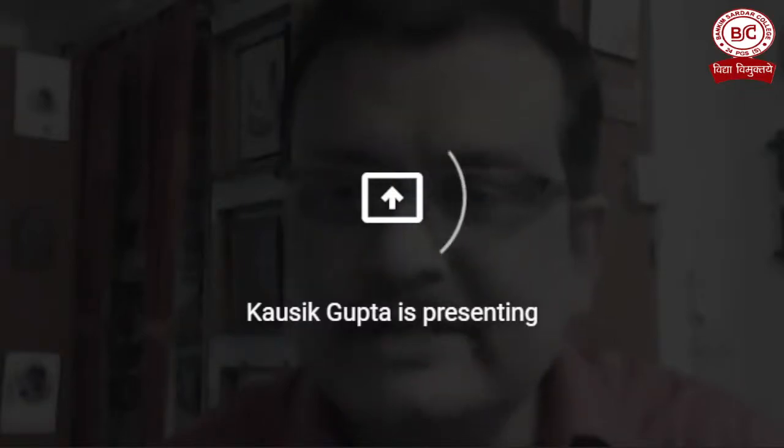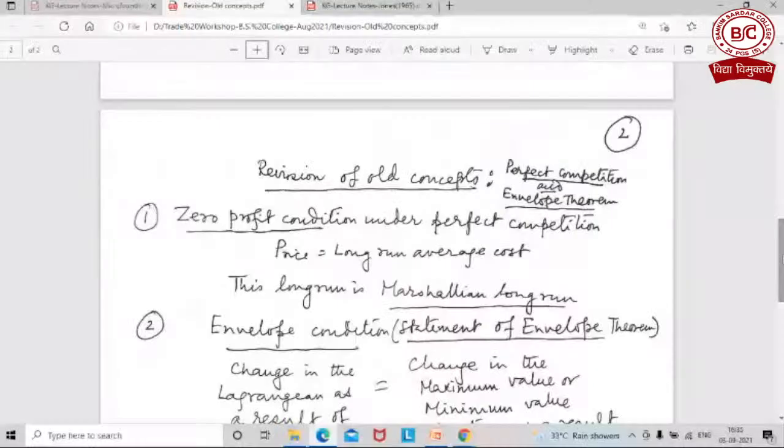So that's what is written here. Price is equal to long run average cost. That means it is the zero profit condition. Now, in real life, can there be zero profit? That's what I'll ask, but not now. I'll discuss this in the context of the trade models.